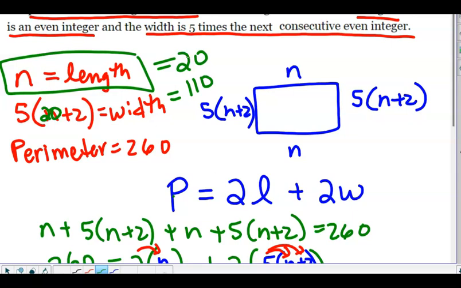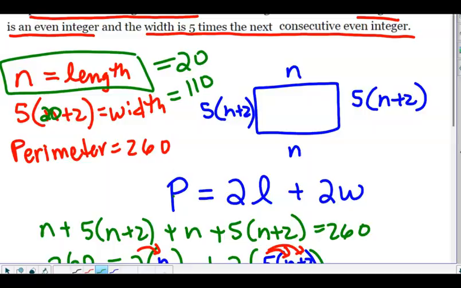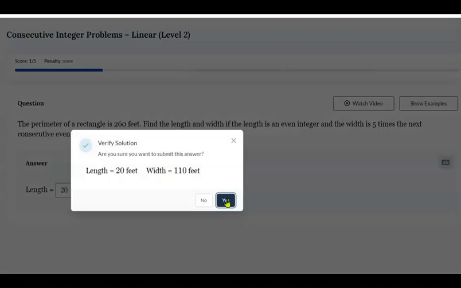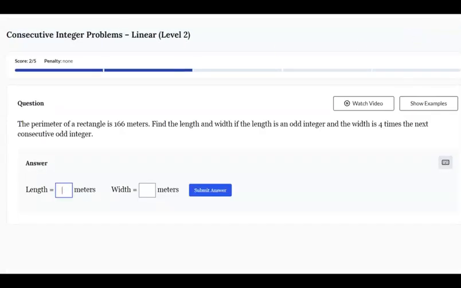So now all we have to do is type the length is 20 and the width is 110. Oh, that's what we said, right? 20 and 110. And we'll submit. Let's take a look at one more.